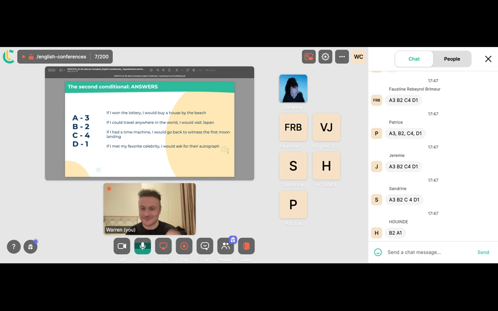So, as you correctly got, if I won the lottery, I would buy a house by the beach. If I could travel anywhere in the world, I would visit Japan. If I had a time machine, I would go back to witness the first moon landing. And if I met my favorite celebrity, I would ask for their autograph. Bravo. Good work.